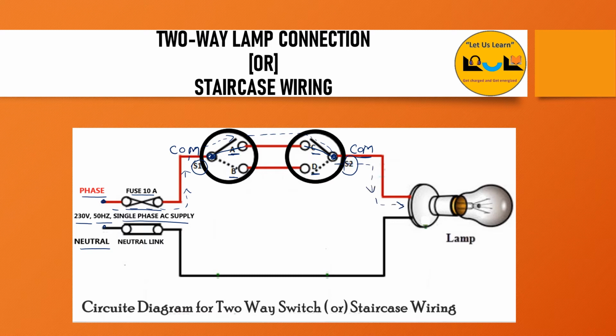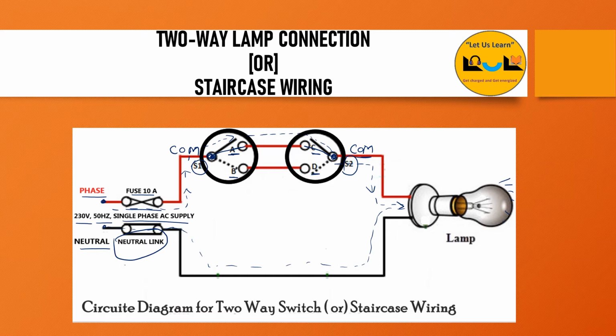Once the supply is given to the lamp it starts to glow. And then the current will flow from the lamp towards the neutral. So neutral is a return path. Neutral is used to complete the circuit. Imagine the circuit without neutral: the circuit becomes open, so the lamp doesn't glow. So this is one case.